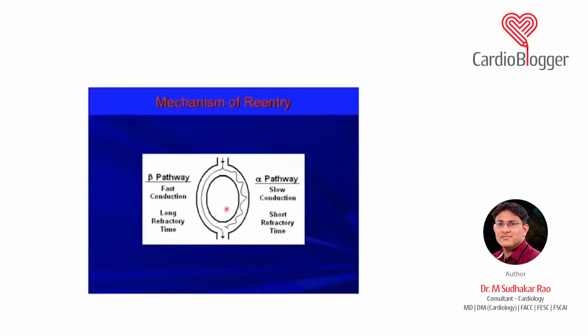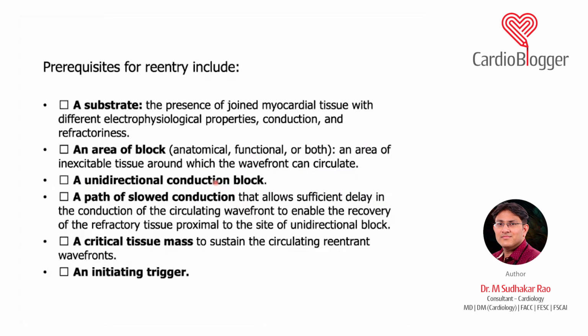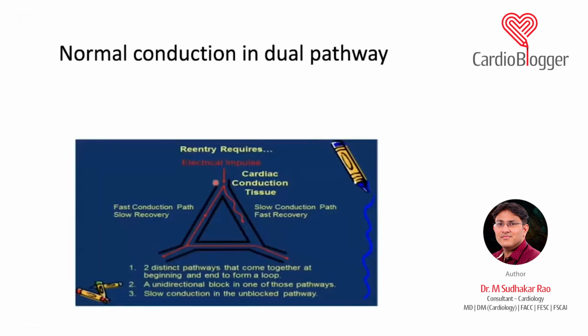Then there should be an area of block. We know in a re-entrant circuit, the center point is the area of block. The third thing is there should be a unidirectional conduction block. I'll come to it. There should be slowed conduction, there should be fast conduction, and there should be critical tissue mass and an initiating trigger. Now let's go to this.